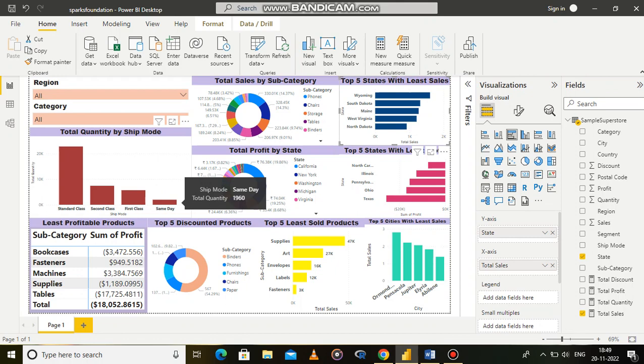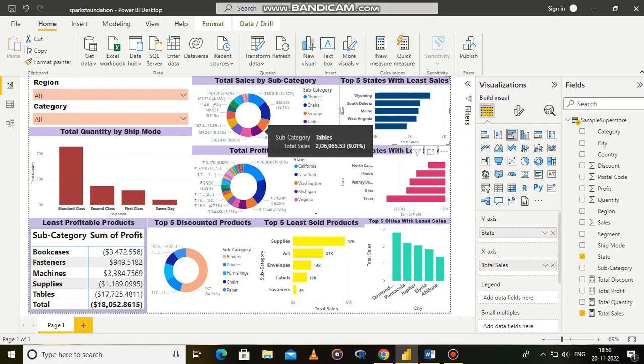Then I put together the least profitable products. The least profitable products here are books, bookcases, fasteners, machines, supplies, and tables. The profits are all in negative. This is where the major problem of the business is. By total sales, you can see that tables have positive sales of 2 lakh 6,000 965.53, but the profit is in negative. This is one of the major problems that I can find by exploring the data.